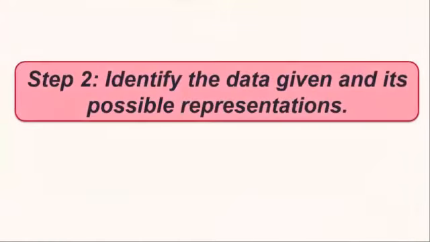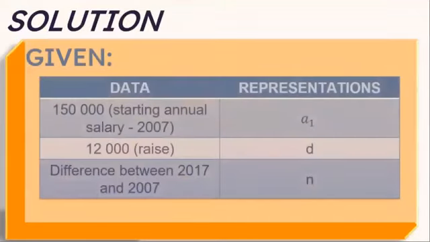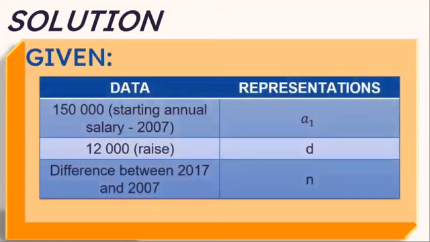So for step number 2, we are going to identify the data given and its possible representation. Since problem solving tayo, of course, kailangan natin i-identify yung given data at saka ano yung possible representations for each data. So here is a table of our data. 150,000 is our first term since yun yung kanyang starting annual salary in the year 2007. So nag-start siya ng 2007.